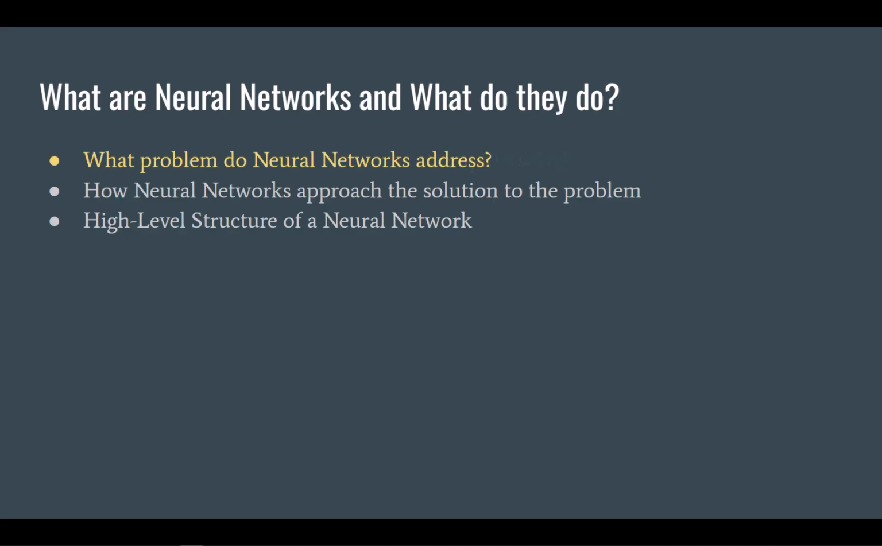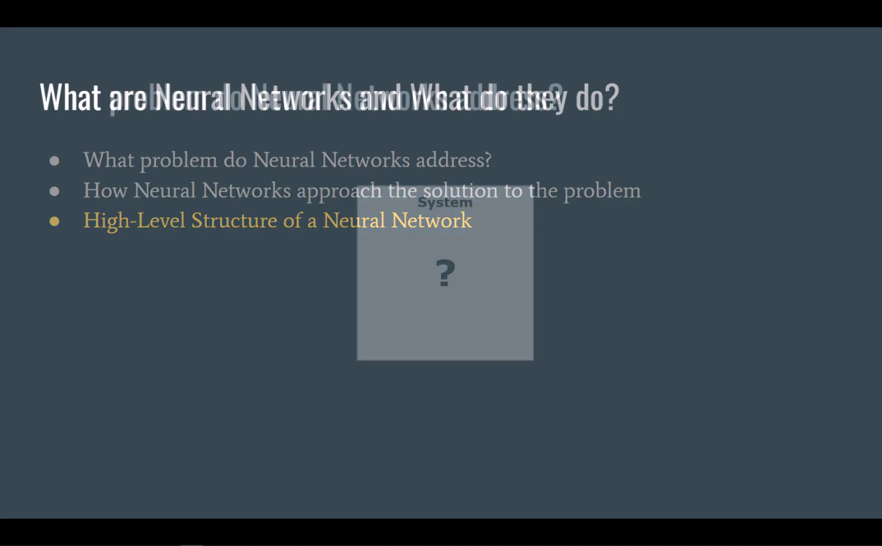First, we will discuss the problem that neural networks address. What problem do they attempt to solve? Then we will look at how neural networks attempt to address this type of problem. This discussion will be from a high-level and abstract point of view down to a more detailed view. Lastly, we will look at the structure of a neural network from a high-level perspective. The structure of a neural network will be discussed in greater detail in the next lesson.